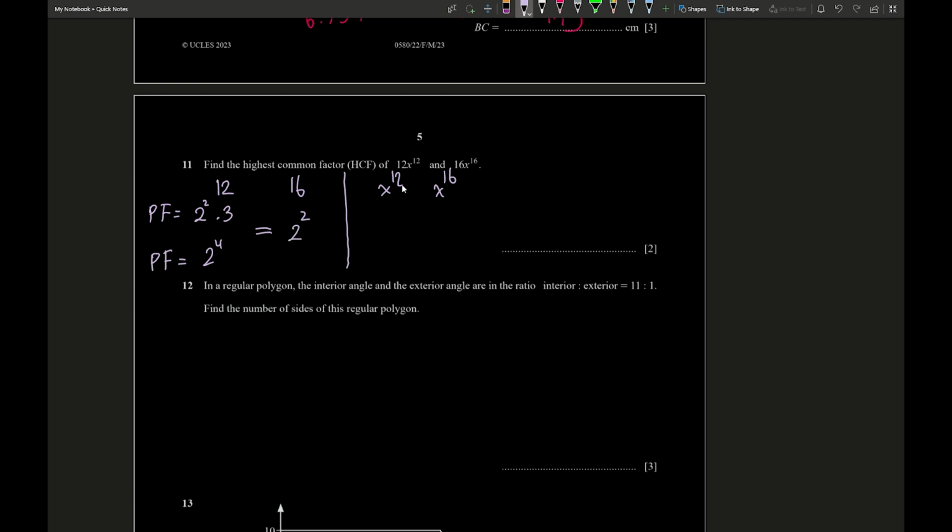Now, what is the highest common factor between x raised to the power of 12 and x raised to the power of 16? It's very obvious, x raised to the power of 12. You can factor out x raised to the power of 12 between these two terms. Now, so we got the highest common factor will be 12 and 16, and x raised to the power of 12 and x raised to the power of 16. Now then you'll just have to multiply these two by each other to get the answer. So 2 squared times x raised to the power of 12 will give you 4x raised to the power of 12. Now, question number 12.